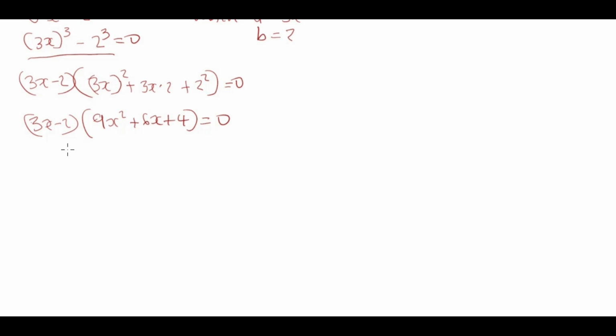So we have two possible answers here. 3x minus 2 is equal to 0. When you open the brackets, you bring 2 to the other side, you have 3x equals 2, x equals 2 over 3. This is our first answer.